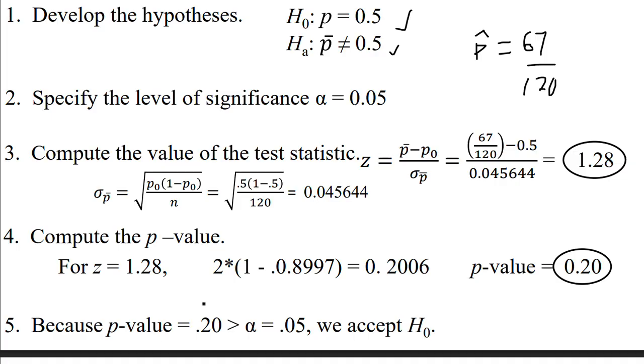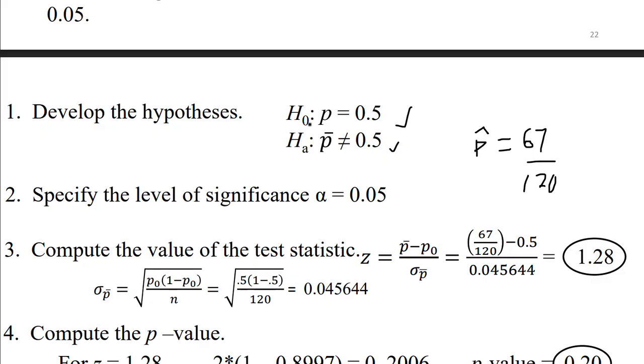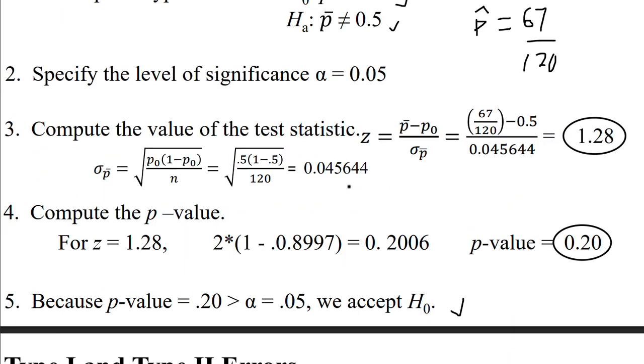When we compare to our significance level, take a look at that. The p-value is greater than the significance level. And so we accept the null hypothesis. That means we believe what they are quoting to us here. We will not reject the null hypothesis.